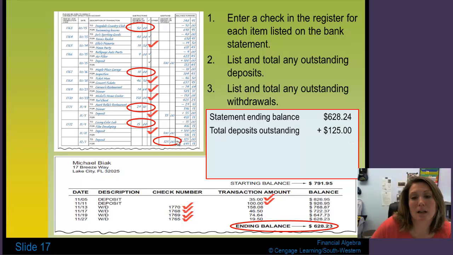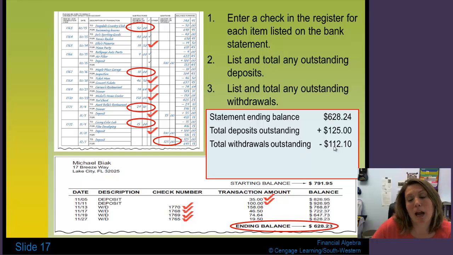And then we total our deposits that are outstanding. So in this column here, what was not checked off, which was the $125, the total withdrawals outstanding. So I take all of these 4 circles here, all the ones that were not checked off, I add them together, and I'm going to subtract them from this running total.